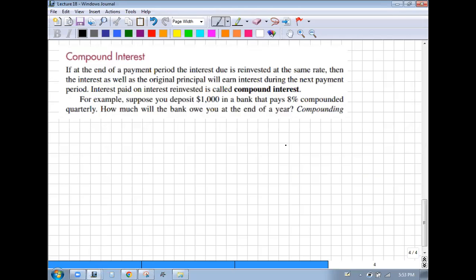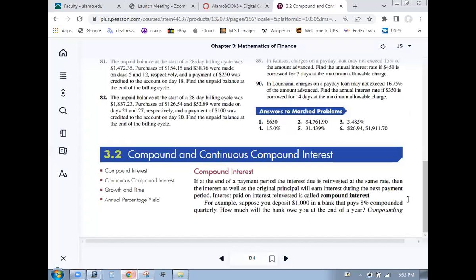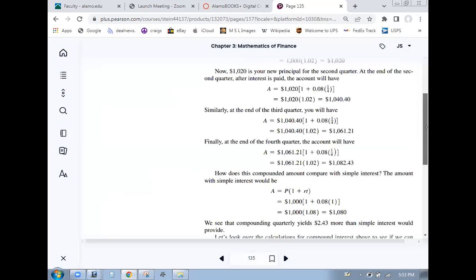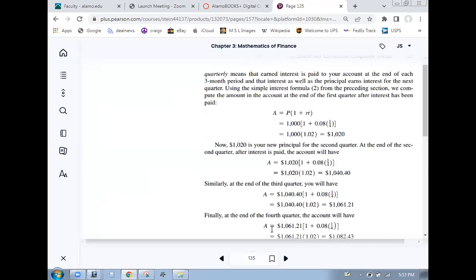All right, at the end of a payment period, the interest due is reinvested at the same rate. Then the interest, as well as the original principal, will earn interest during the next payment. Interest paid on interest reinvested is called compound interest. So here's our example. Instead of using the formula right off the bat, we're going to do it without the formula. It'll be great fun.